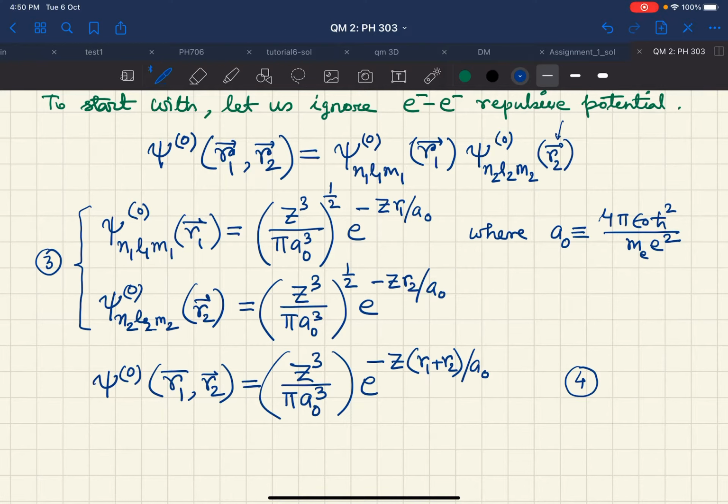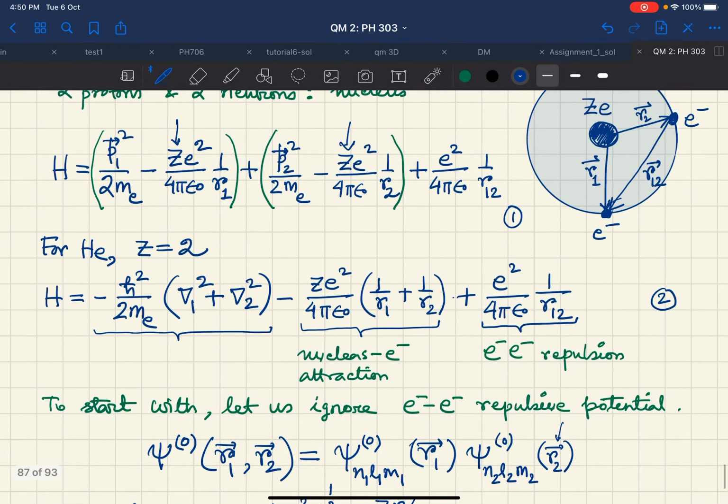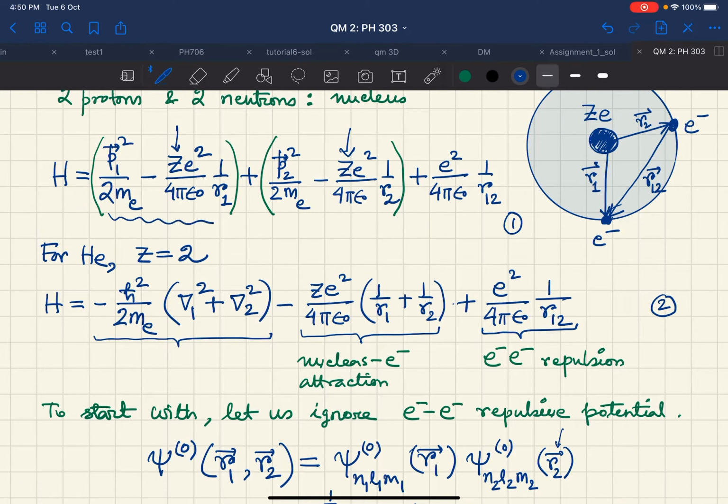Now, by construction, this equation number 4 is normalized. We have these factors sitting here. So by construction, this is normalized, and the ground state energy for the system in this case is basically the sum of the ground state energy of the two hydrogenic atoms that we have here.